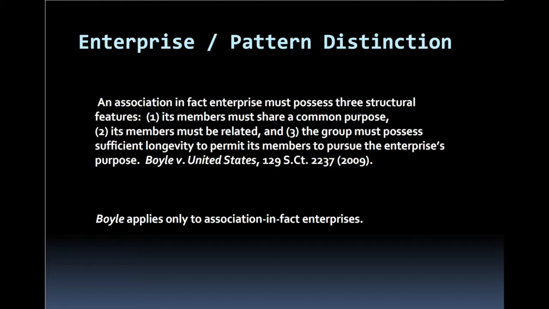Now, the third and final element of the Boyle standard is longevity. And longevity means that the group has to be together long enough to carry out its purposes. Now, longevity for purposes of an association in fact enterprise should not be confused with continuity. Continuity is an issue that comes up under the pattern element. An enterprise has sufficient longevity if after a day or an hour it acquired the money or property that it sought to acquire. When we get to racketeering activity, there are very definite rules about the continuity of the acts of racketeering, how long the acts of racketeering activity went on, and those are critical to determining whether a pattern has been alleged and established.